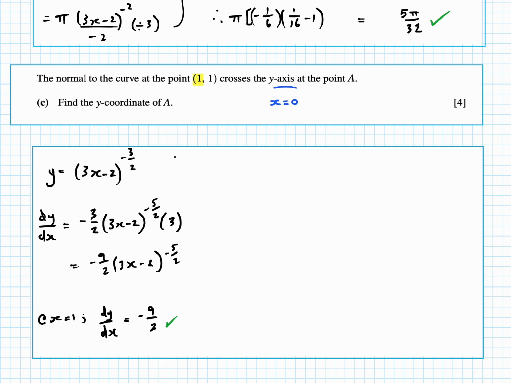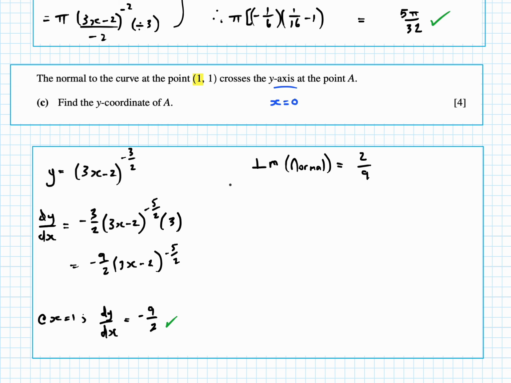Because there won't be any values left. And, of course, a negative reciprocal. So the perpendicular gradient for normal will be 2 over 9. So if you were to multiply both of them together, you get minus 1.